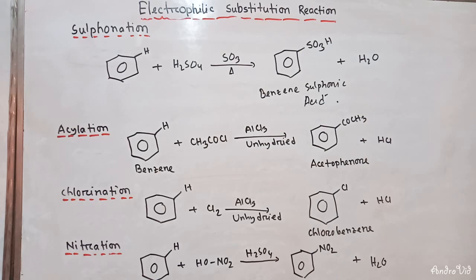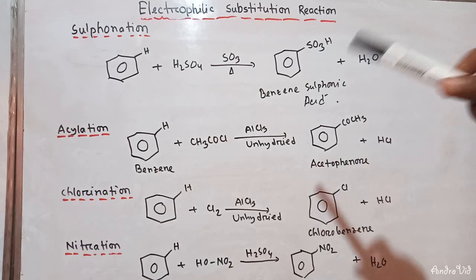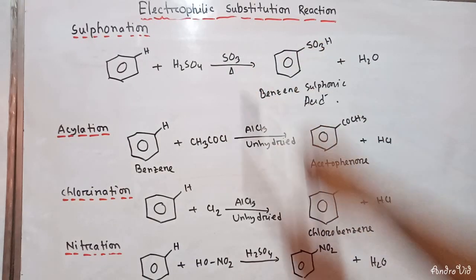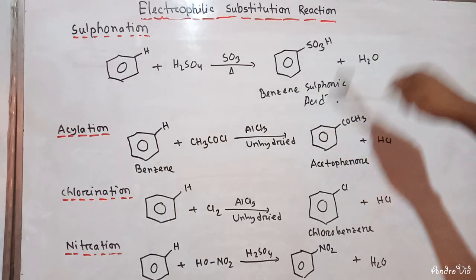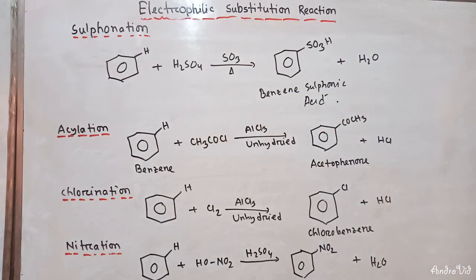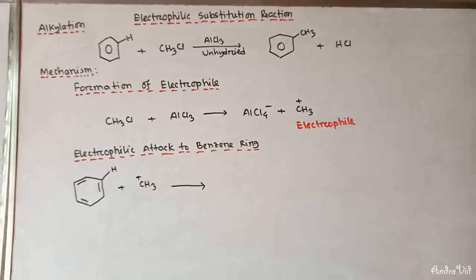So during sulfonation, benzene reacts with sulfuric acid in presence of sulfur trioxide to produce benzene sulfonic acid. So these are the general reactions of electrophilic substitution reaction, the 5 types of electrophilic substitution reaction.